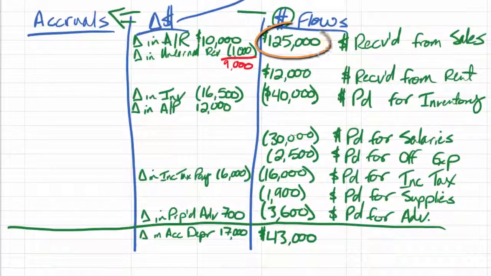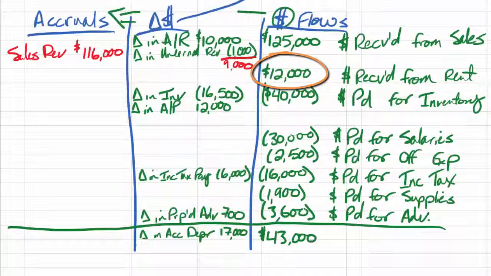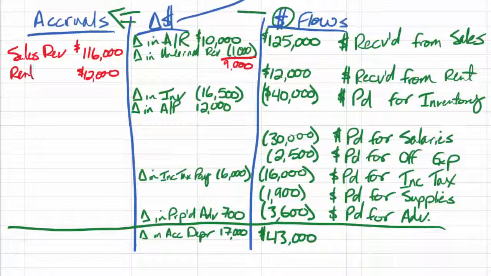So we're going to start with $125,000 cash. I'm going to subtract $9,000 and get to 116 over here. And the accrual title for that is sales revenue. Let's see, cash received from rent, $12,000. There were no adjustments, so that stays $12,000. This is rent revenue. Inventory, 2 adjustments. I'm going to net them out. So that's going to give me a negative 4,500 when I net them out.